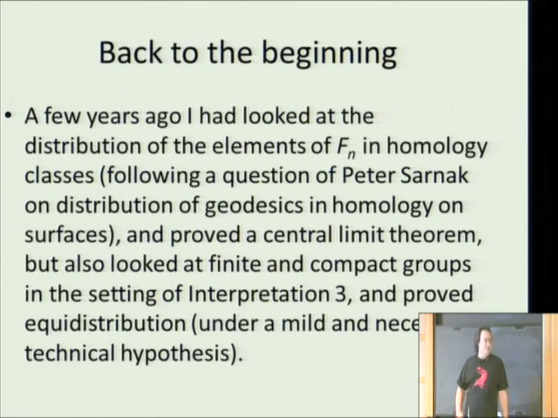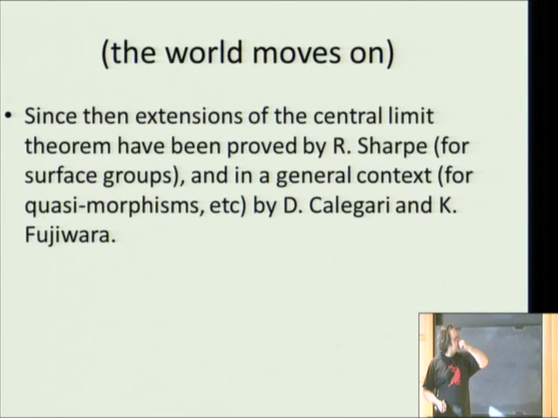You can prove local limit theorems, and in fact, there has been a lot of work on this since. So Sharp extended to surface groups, I think, and also proved a local limit theorem, even though it was implicit in the original paper. And then Danny Calegari and Koji Fujiwara have put it into a completely general context with quasimorphisms and combable groups and combings, and basically everything you can shake a stick at has a central limit theorem. So life is good.